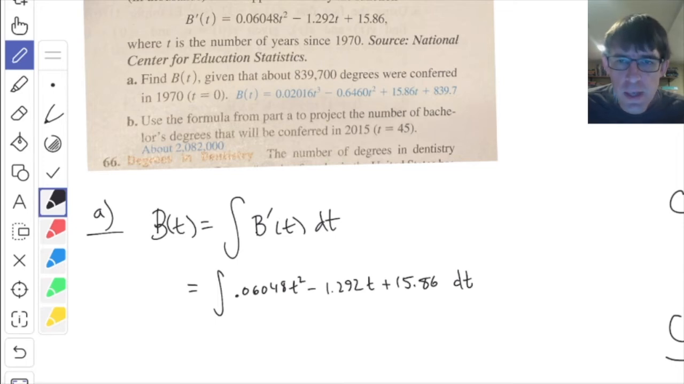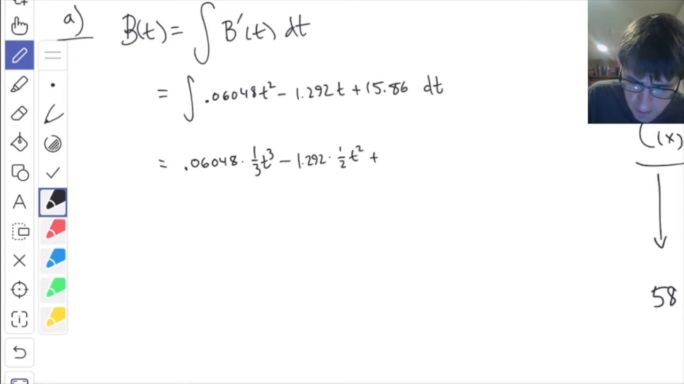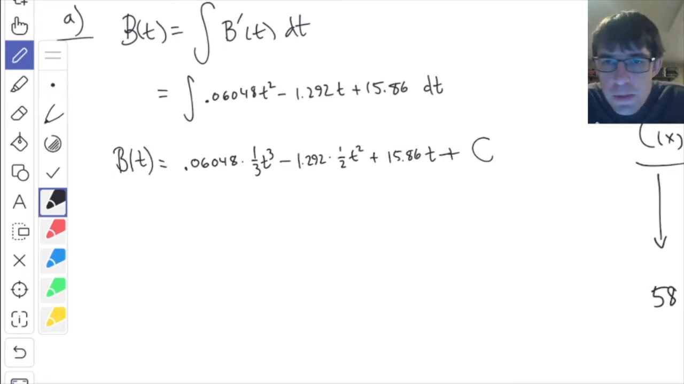It looks crazy, but actually it's a very simple function in terms of the antiderivative, because we just have powers here. So this coefficient, 0.06048 times 1/3 t cubed, right? And then minus 1.292 times 1/2 t squared. And then finally 15.86 t plus c. All right, that's the antiderivative, and this is b of t. How am I doing so far? Any questions so far?